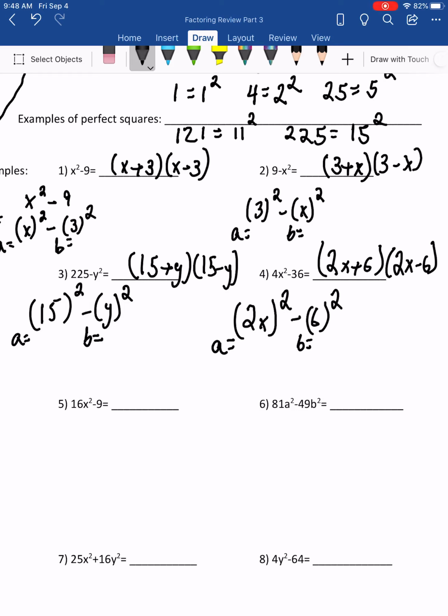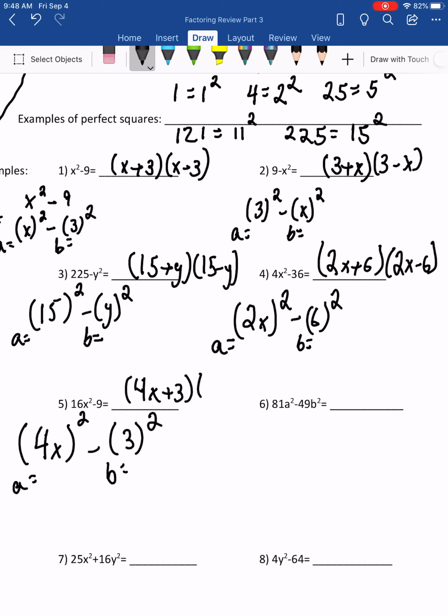All right, number 5, 16x squared minus 9. Okay, so 16 is a perfect square, so that's going to be 4. x squared is a perfect square, x, all squared, minus 3 squared. So the a is going to be 4x, the b is going to be 3, so that's going to factor as 4x plus 3 times 4x minus 3.